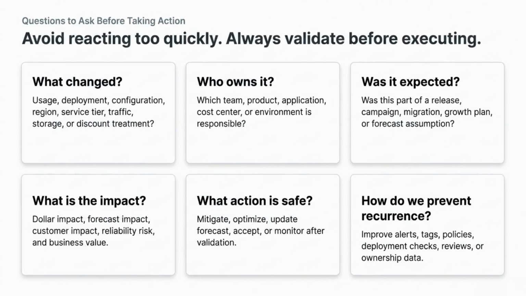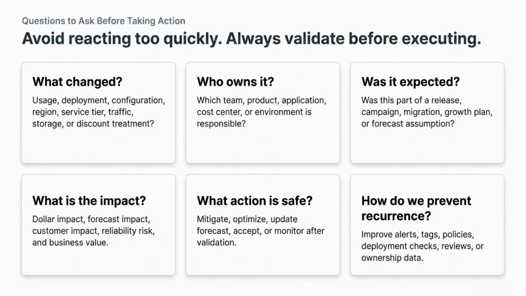What changed? This could be usage, deployment, configuration, region, service tier, traffic, storage, or discount treatment. Who owns it? If ownership is unclear, the first action may be metadata cleanup. Was it expected? Sometimes a spike is tied to a release, migration, marketing campaign, or growth plan. What is the impact? The impact includes dollar amount, forecast variance, customer experience, reliability risk, and business value.